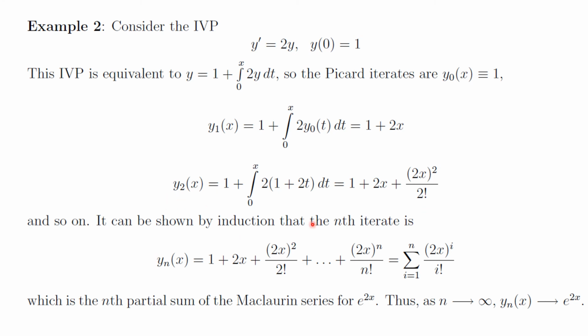Now, I could do more of these, but it can be shown by induction that what I get is y sub n is this: 1 plus 2x plus (2x) squared over 2 factorial plus, it goes all the way down to (2x) to the n over n factorial. But you can see as n goes to infinity, this is the Maclaurin series for e to the 2x. So you see y sub n converges to e to the 2x, which is the solution to this equation.